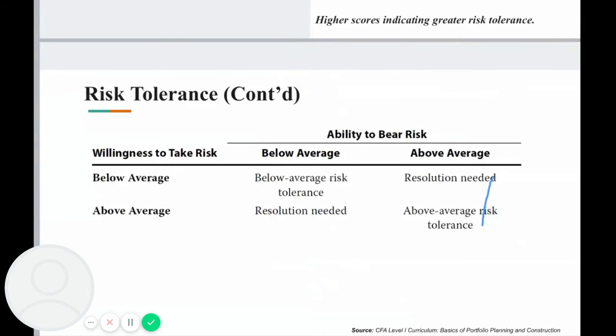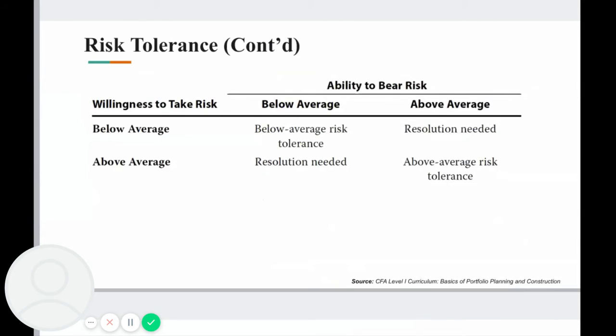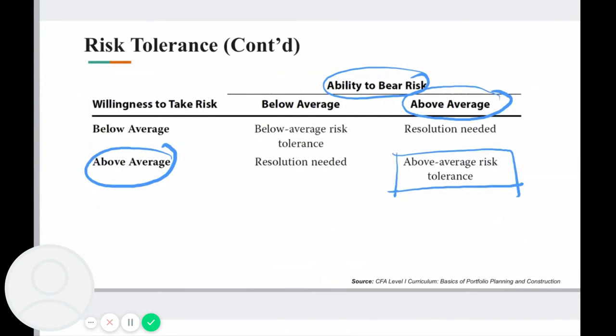So based on the willingness and ability, a client's risk tolerance is determined. For example, if a client has above average ability to bear risk and above average willingness to take risk, then the client has above average risk tolerance. If a client has below average ability to take risk and below average willingness to take risk, then the client has below average risk tolerance.